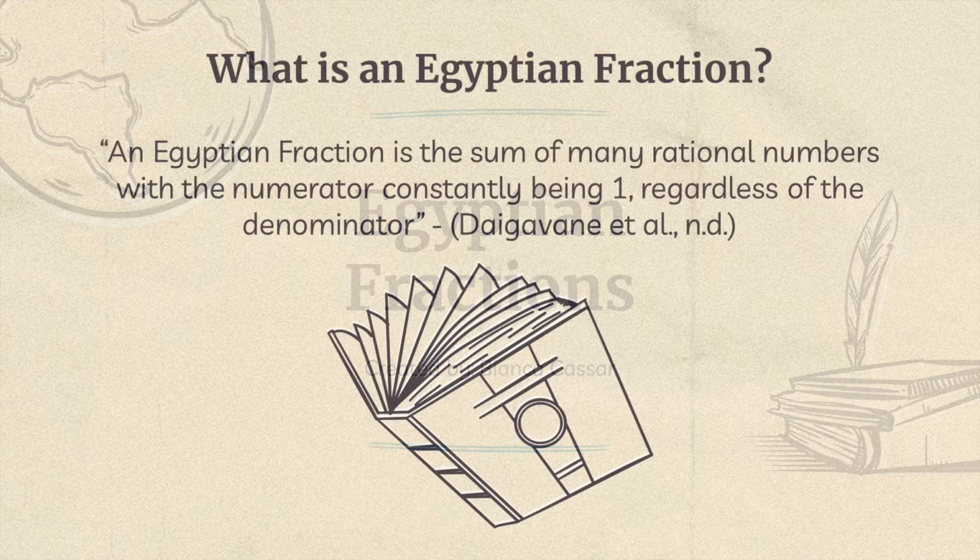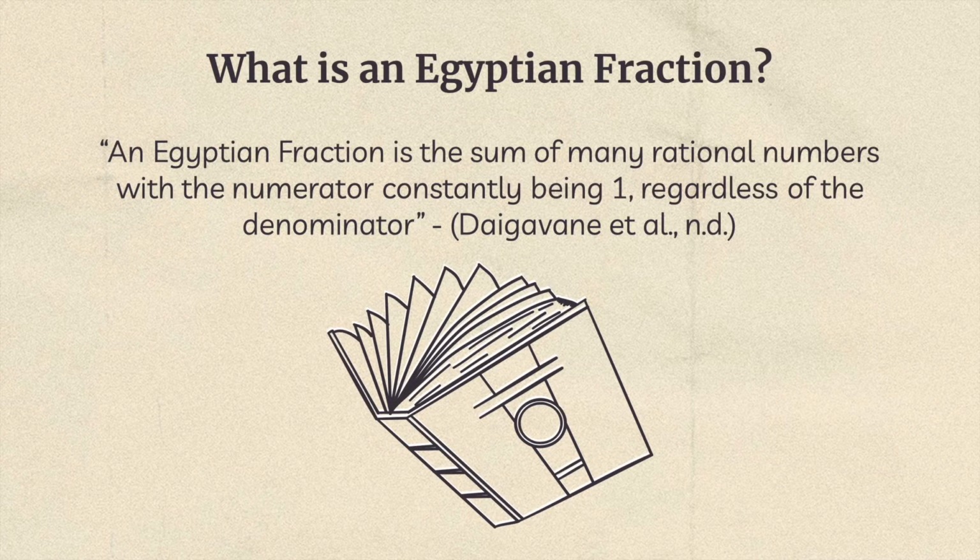Egyptian fractions. What is an Egyptian fraction? An Egyptian fraction is a sum of many rational numbers with the numerator constantly being 1 regardless of the denominator.